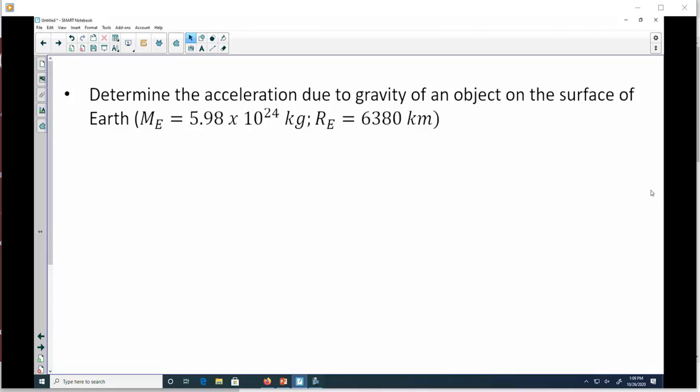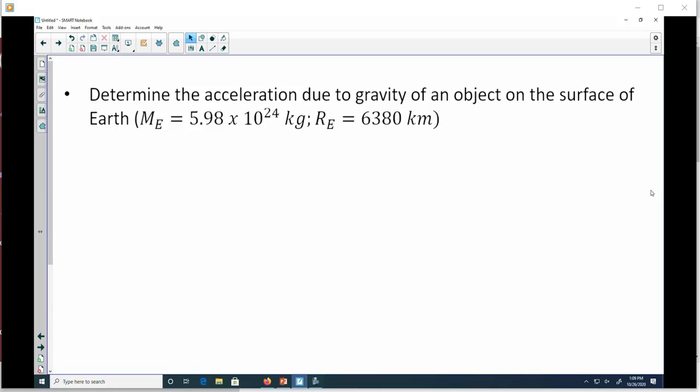So before we begin this problem, I just want to point out two questions that may arise. The first is that when we talk about Newton's law of gravity, we can consider objects as if all of their mass is concentrated at their center of mass. Meaning we can consider the distance from the Earth to an object as being the radius of the Earth, the distance from the center of the Earth to that object.